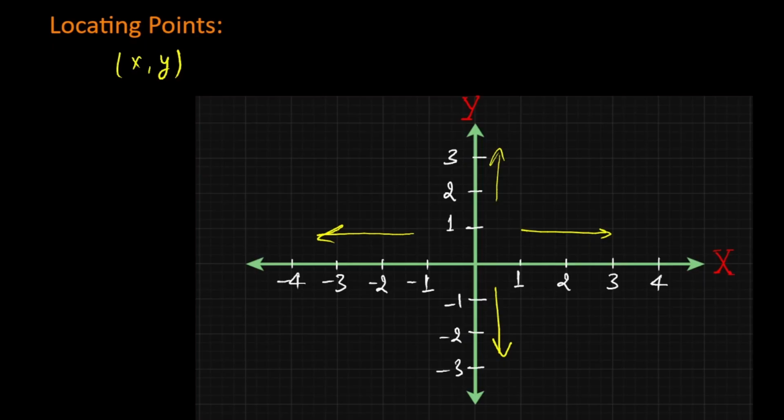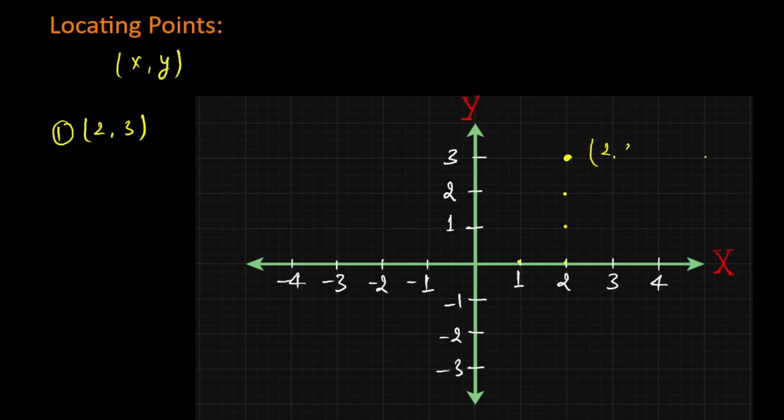With this information, let's plot some points on this coordinate plane. Our first point is (2, 3). The x value here is 2, so we move 2 units along the x-axis. So 1, 2. Then our second number is 3, which is the y value, so we move 3 units up. 1, 2, and 3. So this point is (2, 3).